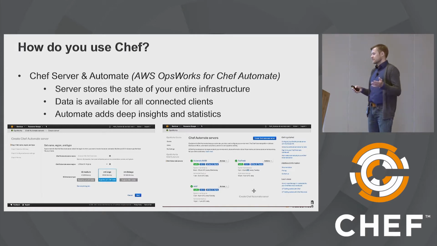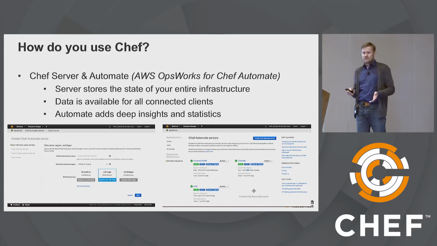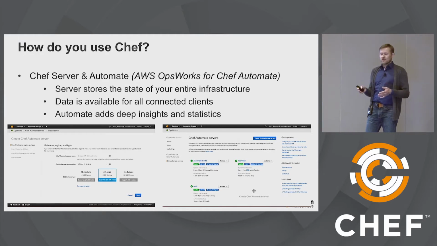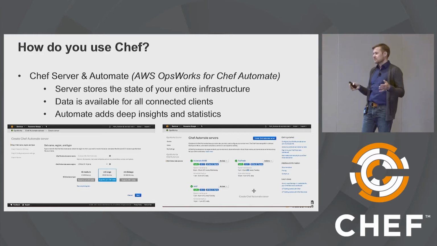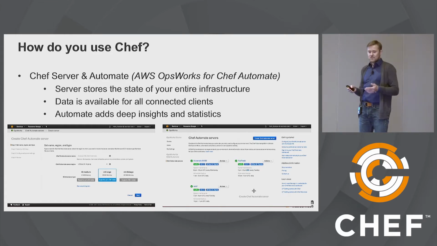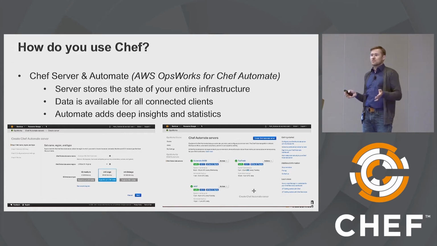How do you use Chef? So for most people, the answer is they use a Chef server, with or without Automate. And AWS Opsworks for Chef Automate is giving you a full managed Chef server with Automate on it. So you just go to our console, you get that in 3 clicks, and you have that up and running in AWS, which is pretty nice.